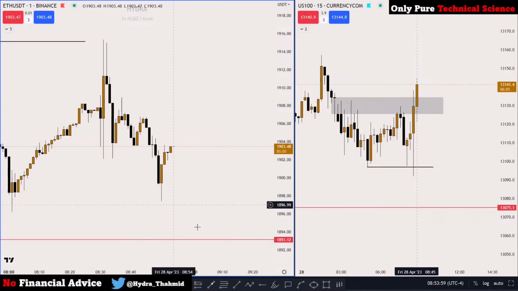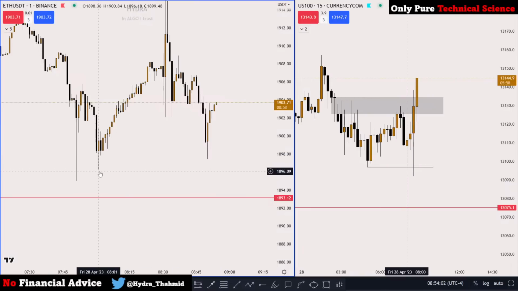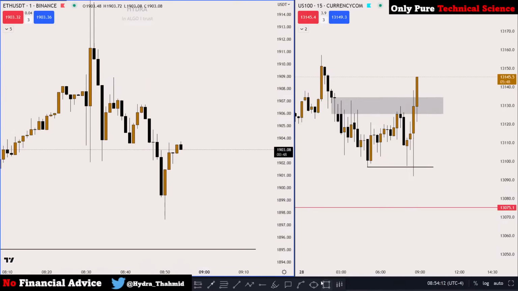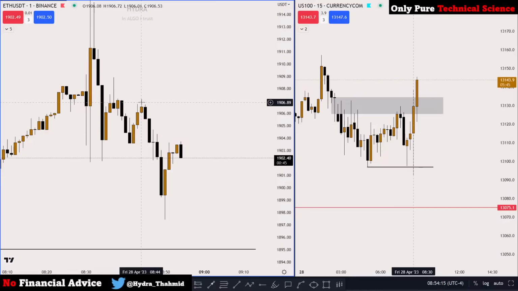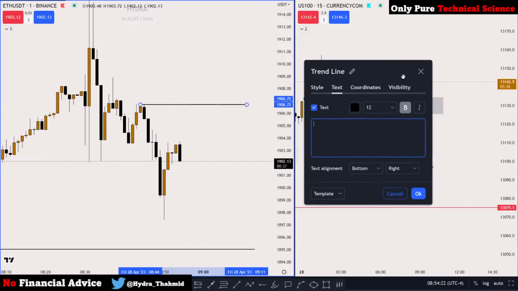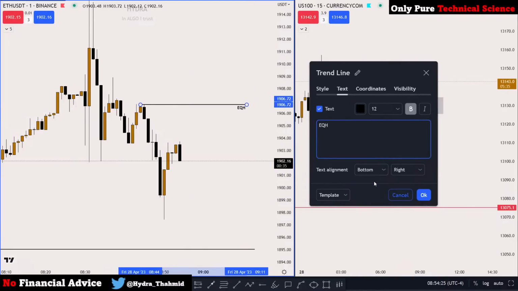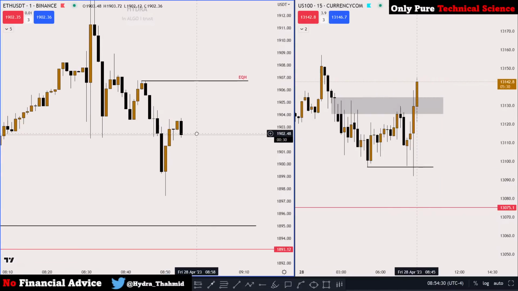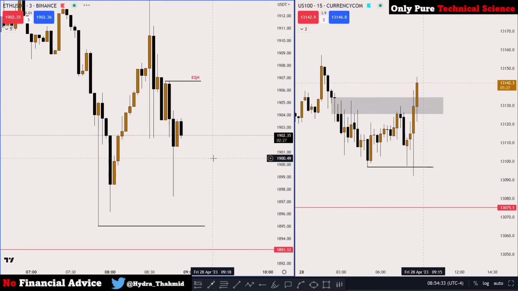Relative equal highs here. Price generated relative equal lows here. Folks, look at this. These two lows are relatively equal, right? And another low right here. So I can expect to see a drop from here after price clears out this equal high here. So that's the equal high. So let's see what price does. Equal high.